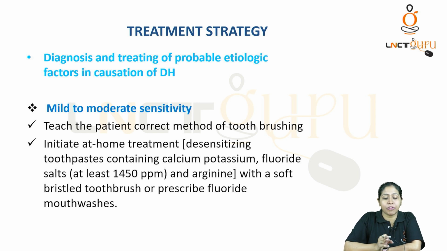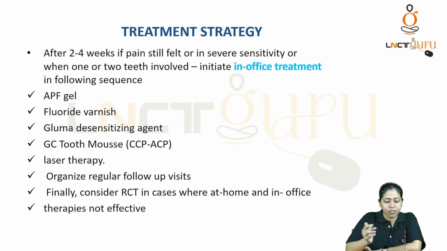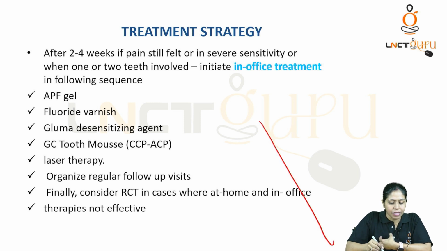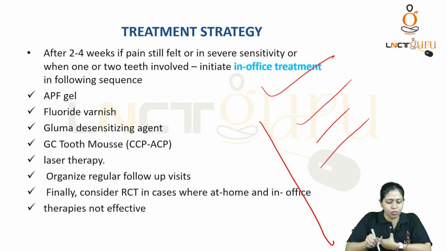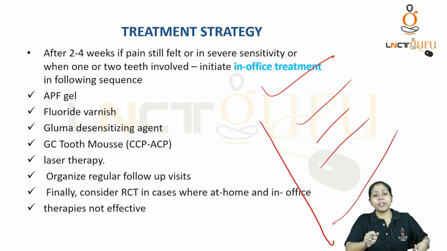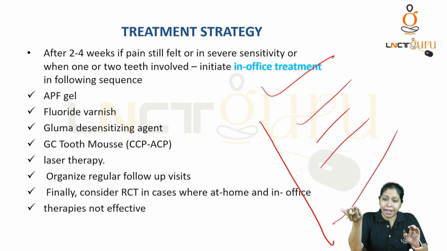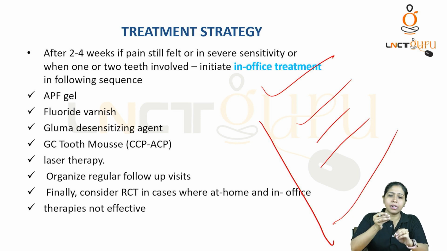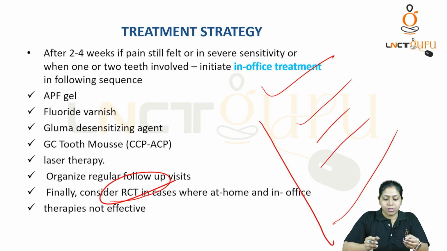Now, for diagnosis and treating the probable etiologic factors in causation of dentinal hypersensitivity: first, for mild to moderate sensitivity, you will teach the patient the correct method of tooth brushing and initiate the home treatment. After 2 to 4 weeks, if it persists, then you will do in-office treatment. And if severe hypersensitivity is there, we will directly start with in-office treatment. The various in-office treatments we have studied are APF gel, fluoride varnish, Gluma, GC Tooth Mousse, laser therapy, etc. And if it has reached a higher extent where the pain is not subsiding, then the ultimate resort is root canal treatment. With this, we can conclude dentin hypersensitivity.